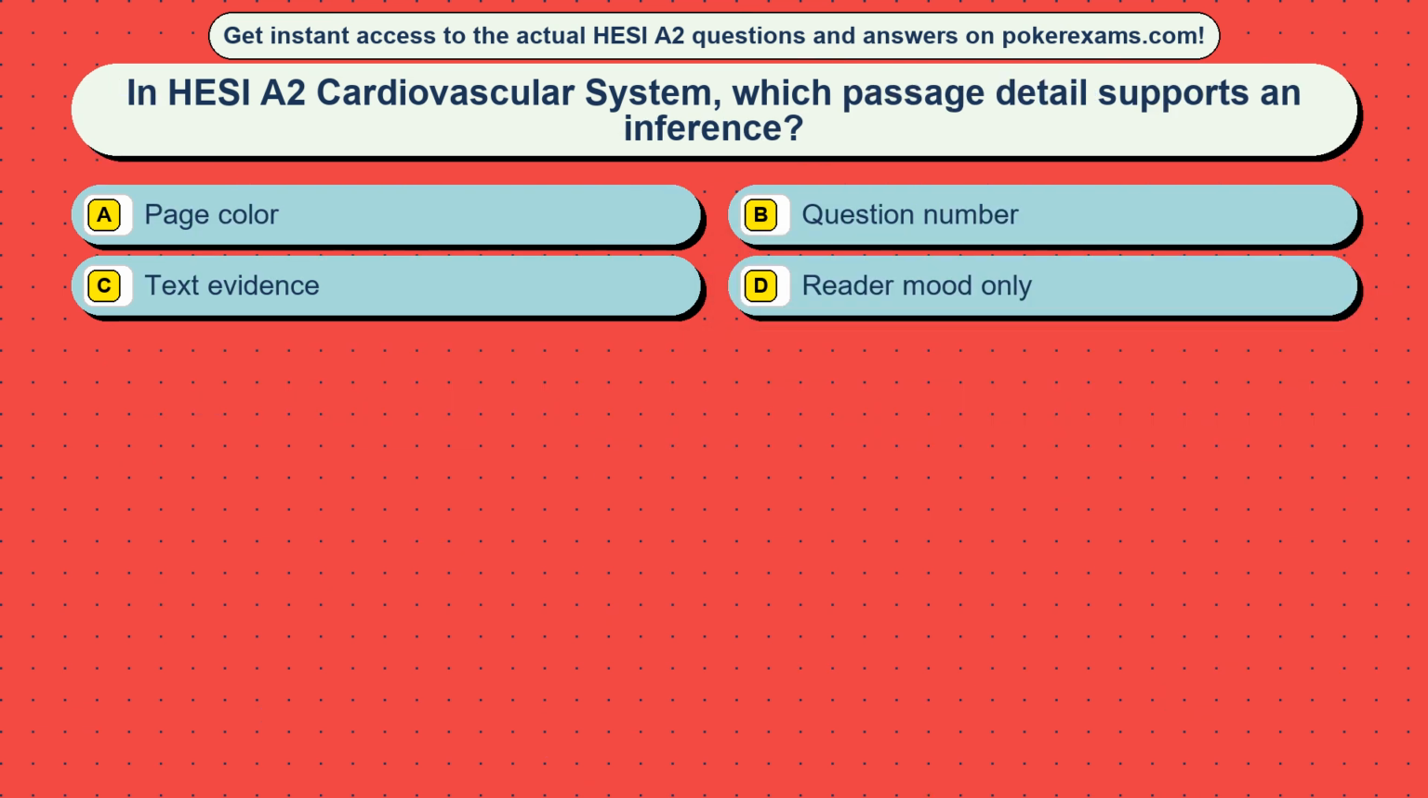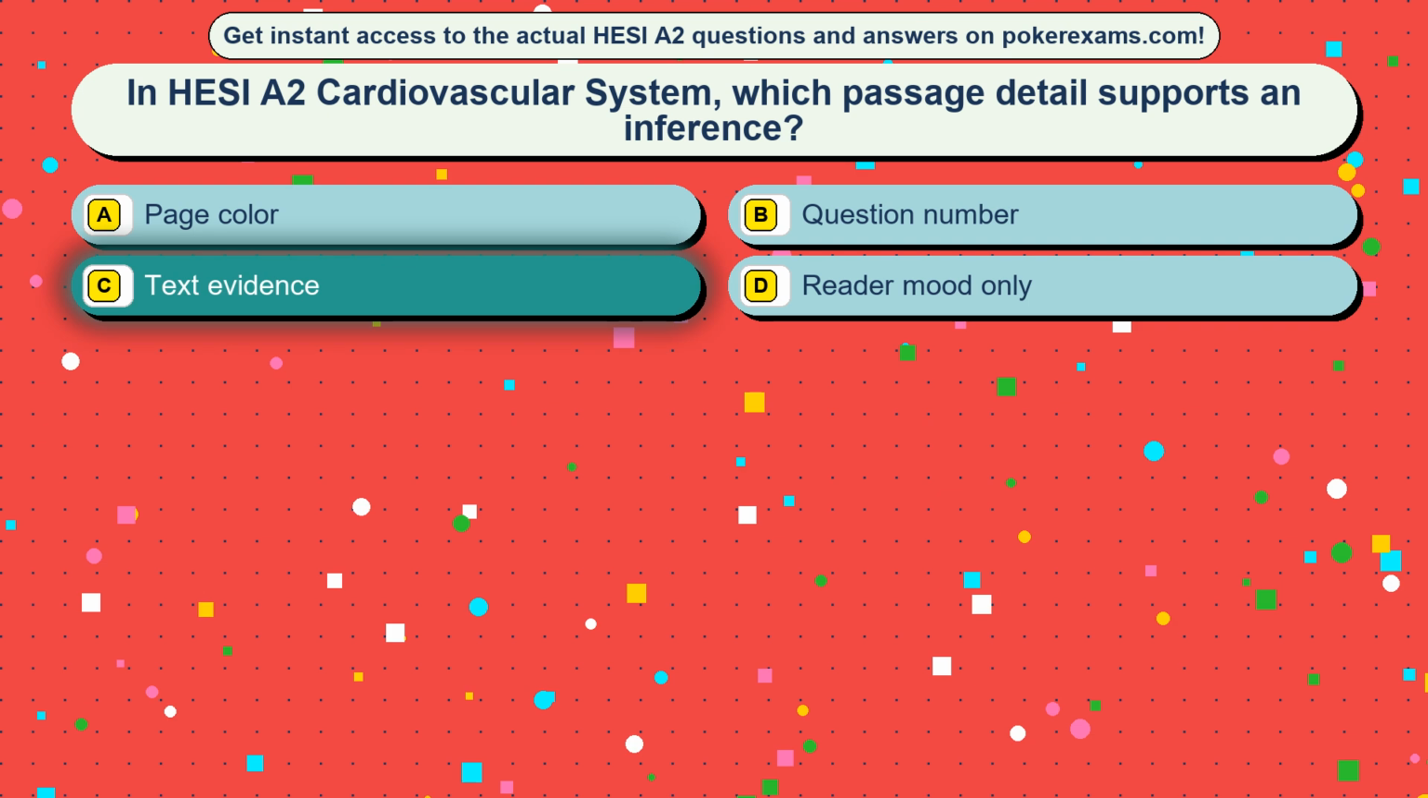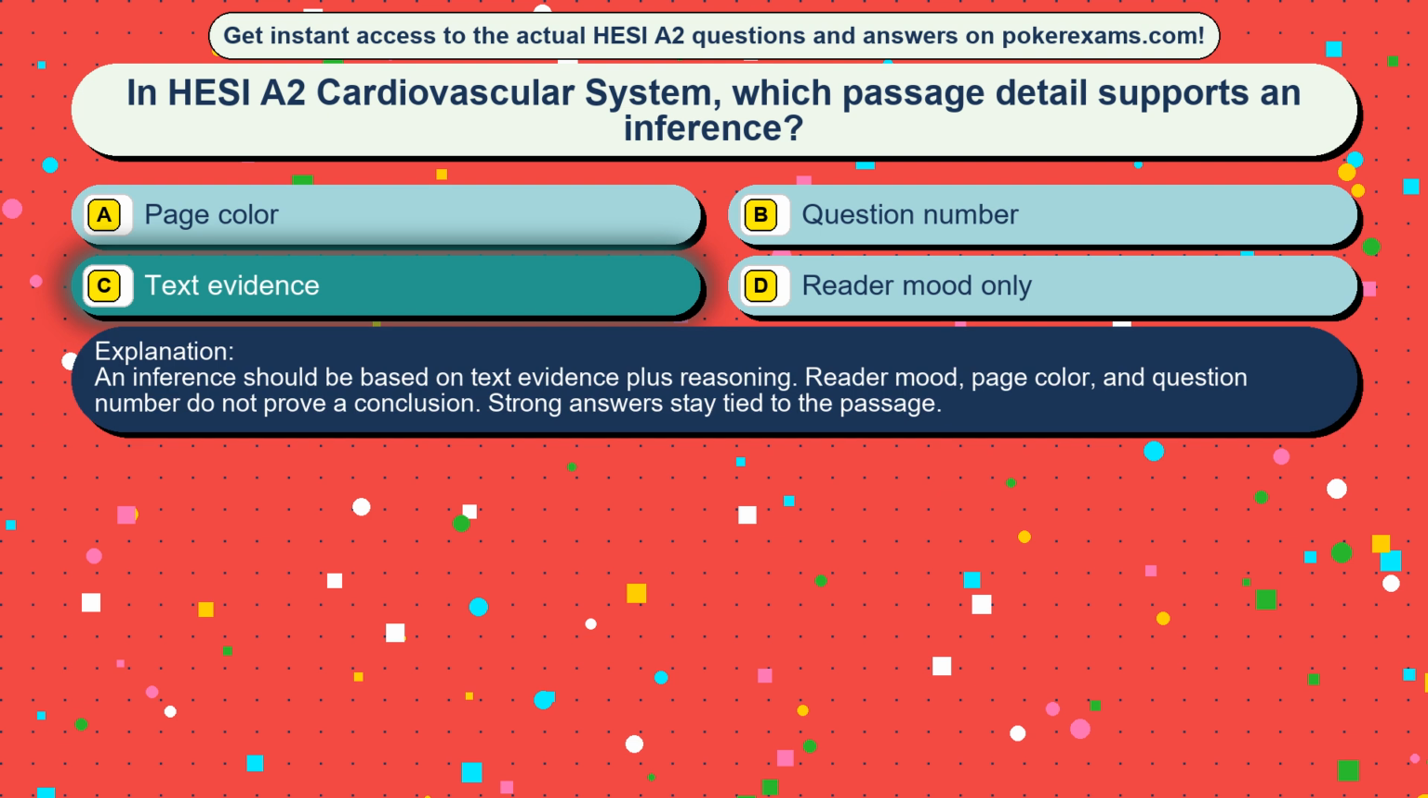Question 3. In HESI A2 cardiovascular system, which passage detail supports an inference? Option A, page color; option B, question number; option C, text evidence; option D, reader mood only. The correct answer is option C, text evidence. An inference should be based on text evidence plus reasoning. Reader mood, page color, and question number do not prove a conclusion. Strong answers stay tied to the passage.